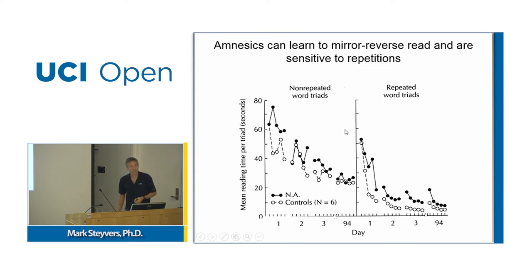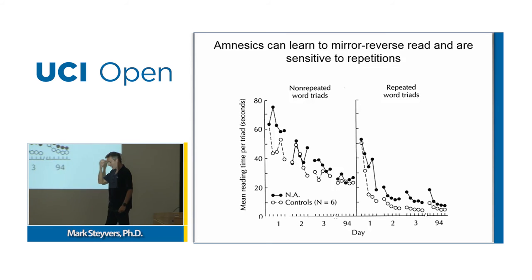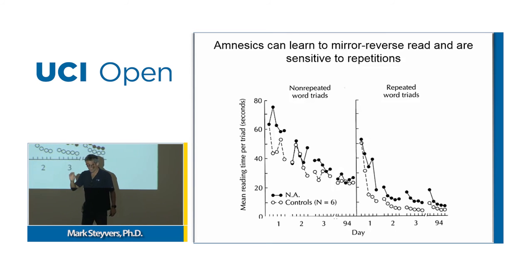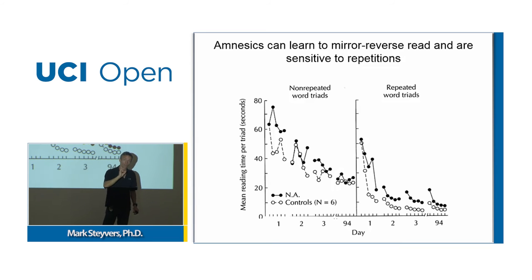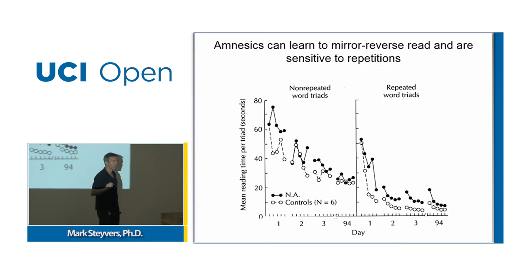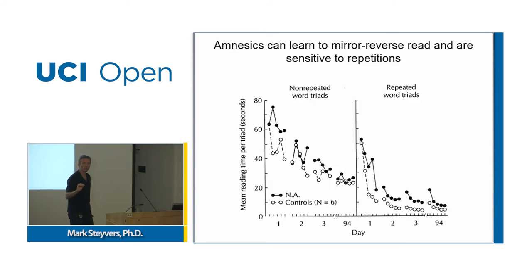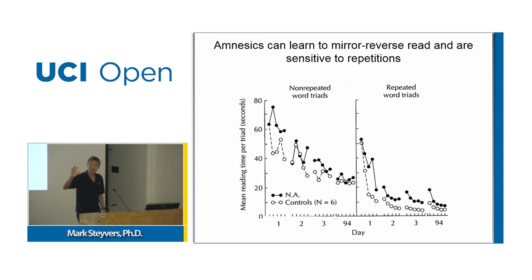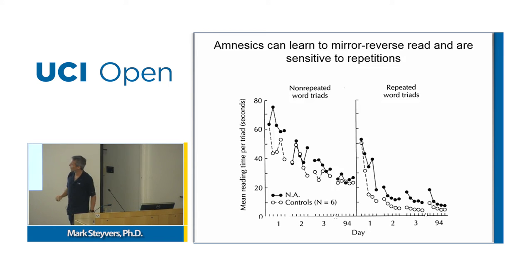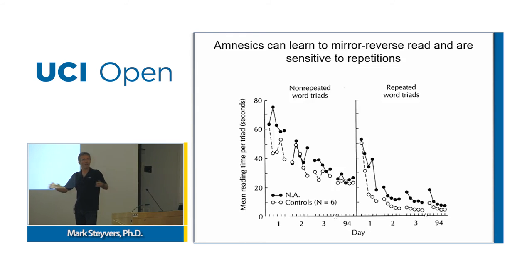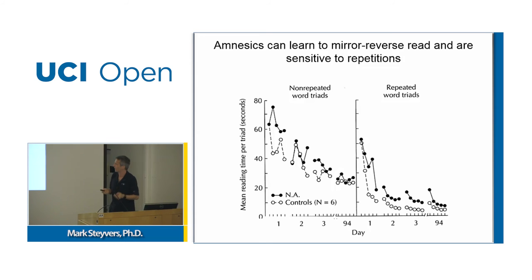But the same is true for this Korsakoff patient. This Korsakoff patient is storing somewhere in their mind, in their brain, a memory for that word, bedraggled, and all these other words, and they're faster on those repeated words. So they learn as a general skill, but they also learn the skill of reading specific words. And how are they able to do that? Well, they have no explicit memory of any of these words. That's part of the mystery of this finding.